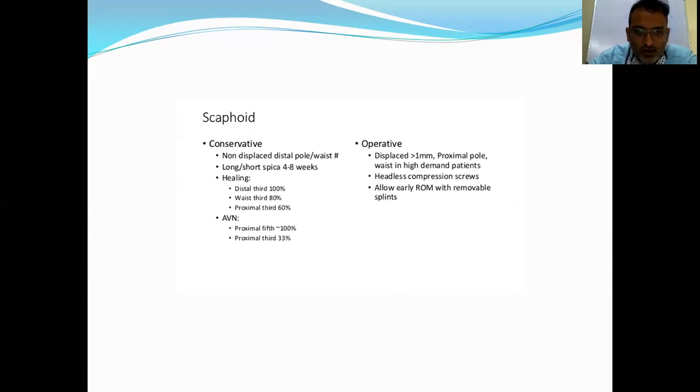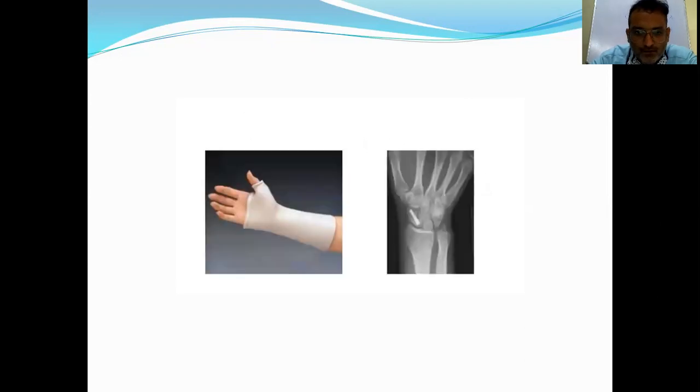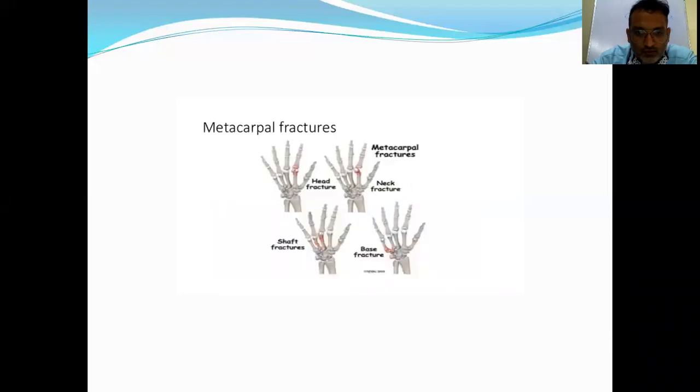If it is a distal bone fracture and non-displaced, you treat it conservatively. If it is a waist fracture or head fracture, you try to stabilize with internal fixation using screws, headless compression screws. So operative treatment is needed if it is more than 1 mm displaced, or for proximal pole and waist fractures; these demand compression screws. This is the scaphoid cast, and that is the headless screw which we compress into the scaphoid bone.